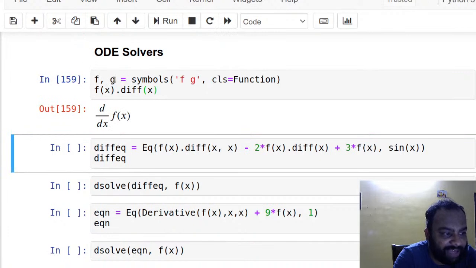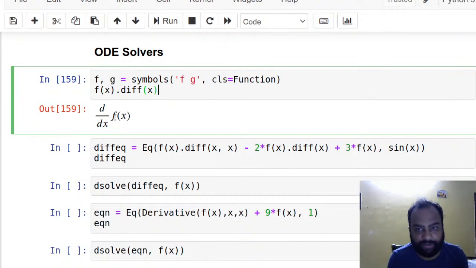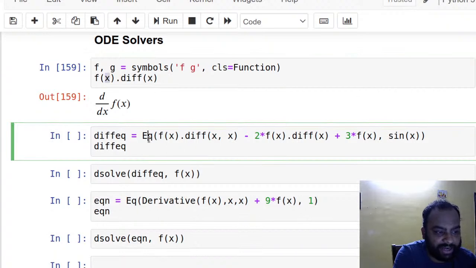So if I treat f and g as functions, and I differentiate that, what I get is the derivative of f(x). So this is again a symbolic representation of the derivative of f(x). Now f(x) is not carrying any predefined function, but instead it's a generic function that is being represented as f(x), right? Got it. Now look at the differential equation.